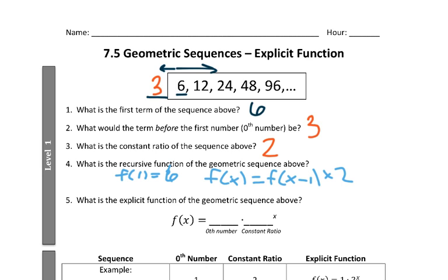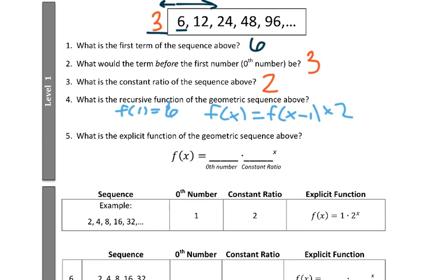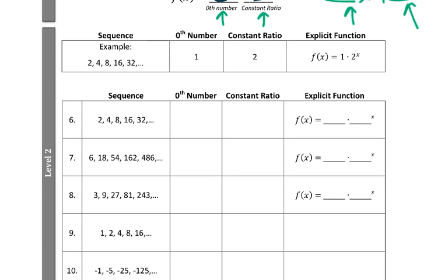The way that we write the explicit function, it's no longer blank x plus blank. Now it's going to be blank times blank to the x power. The first blank is going to be our 0th number, which is kind of weird because we're used to blank x plus blank, where this was the 0th number and that was the constant difference. But notice here we're going to have a 0th number times our constant ratio to the x power. So the 0th number is going to be a 3, and then we're multiplying by 2 every time. Okay? We just got to practice with that, really.